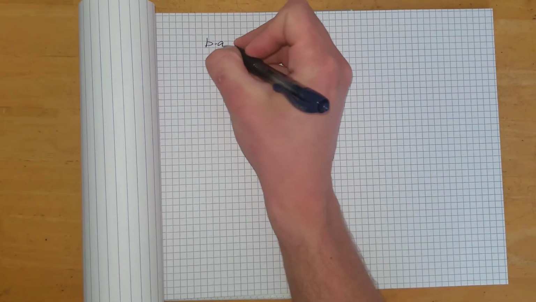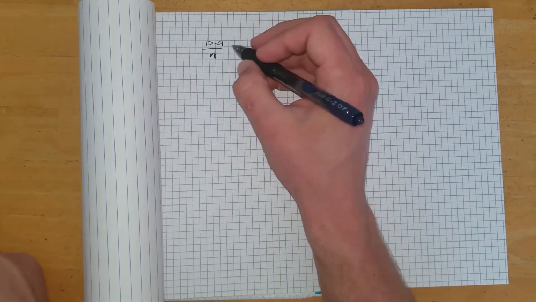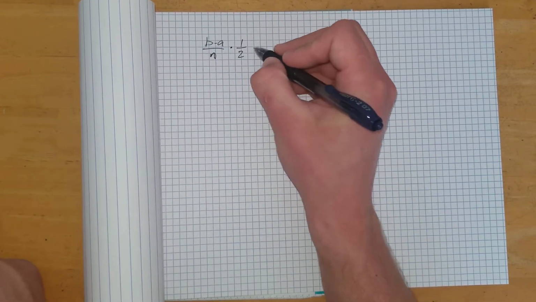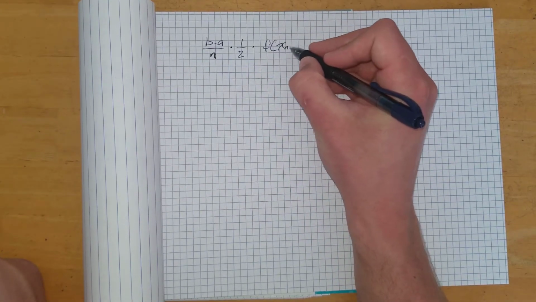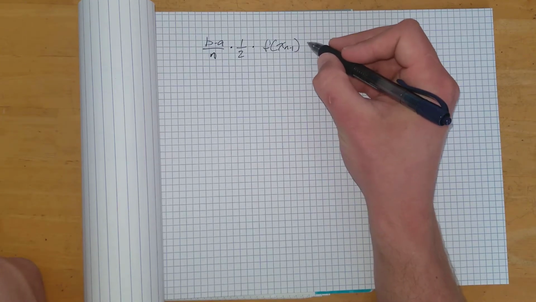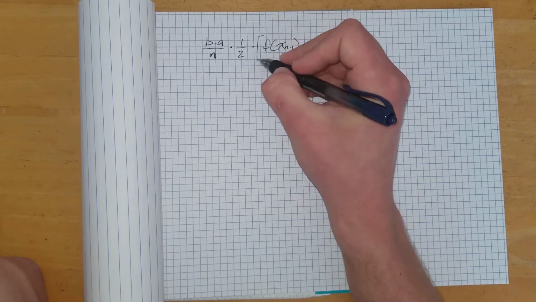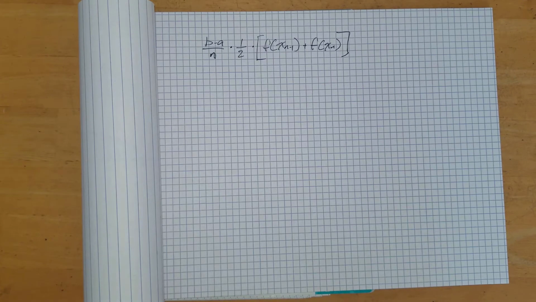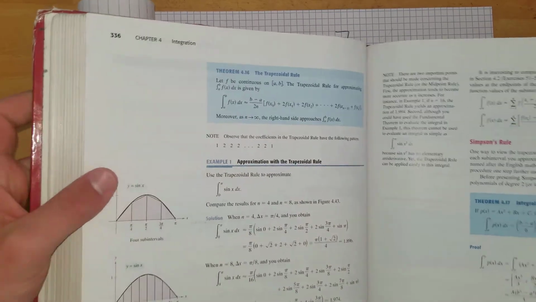the only thing that's changing in this, so we have b minus a over n is never changing because the base is always the same. And we are always dividing by 2. So the only thing that's changing is f of x n minus 1 plus f of x n, something like that. And so that's where we get the trapezoidal rule on page 336, this one right here. That's where we get that from, right?